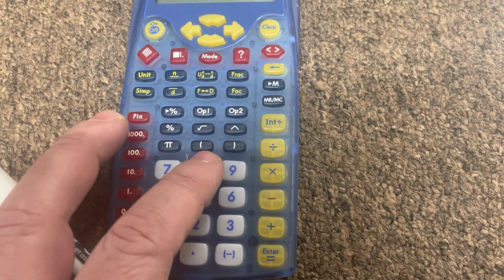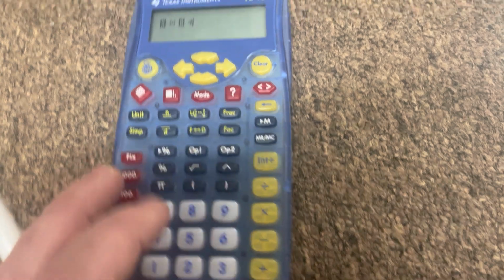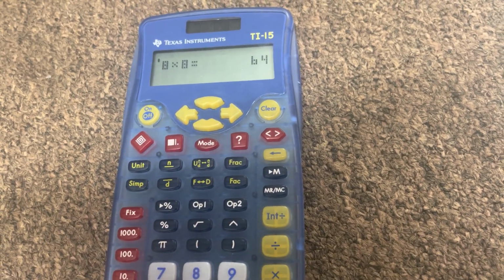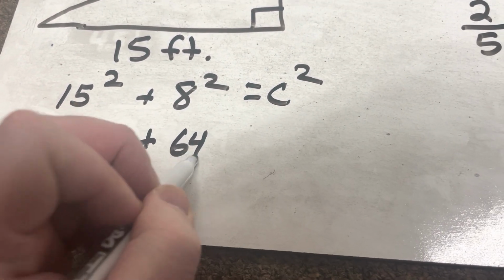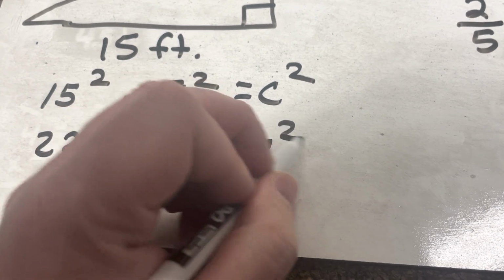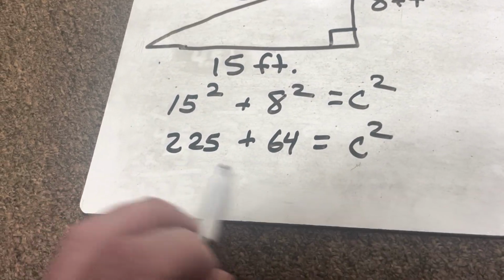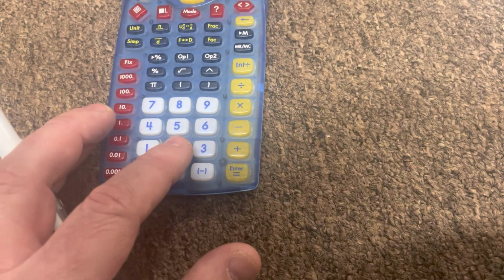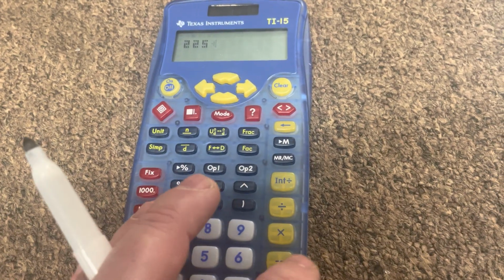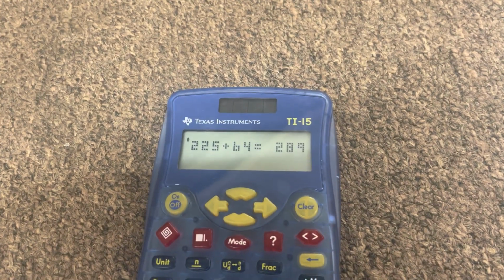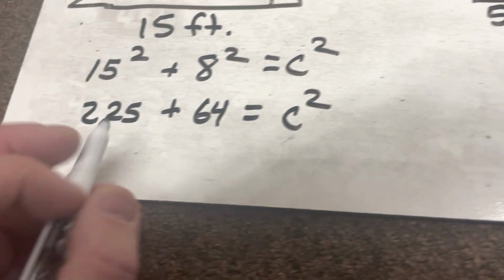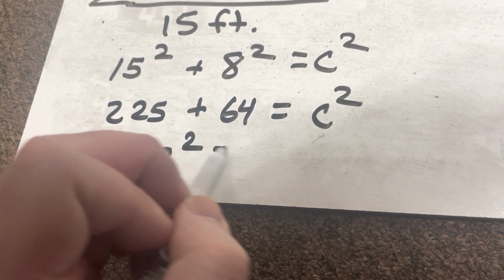Enter, and I'm not sure what's going on there. So I'm just going to go 8 times 8 for 8 squared. We know what that is anyway. That's going to be 64. So plus 64 equals C squared. So now I know that if I add 225 plus 64, so we clear that, 225 plus 64, that equals 289. So now I know that C squared equals 289.